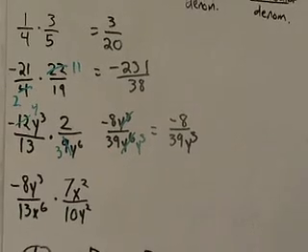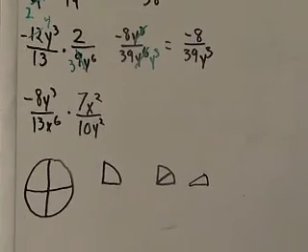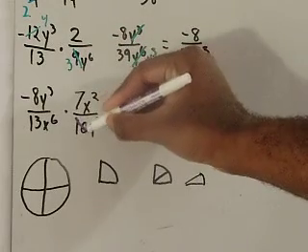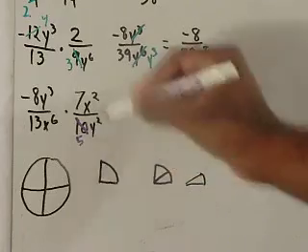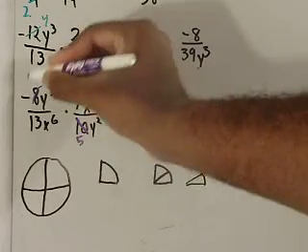We've got negative 8y cubed over 13x to the 6 times 7x squared over 10y squared. So first thing I'm going to do is reduce. So what can reduce here? Well, 8 and 10 are both divisible by 2. 10 divided by 2 is 5. 8 divided by 2 is 4.